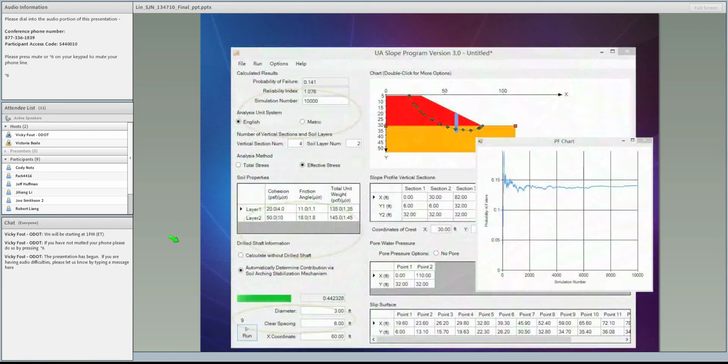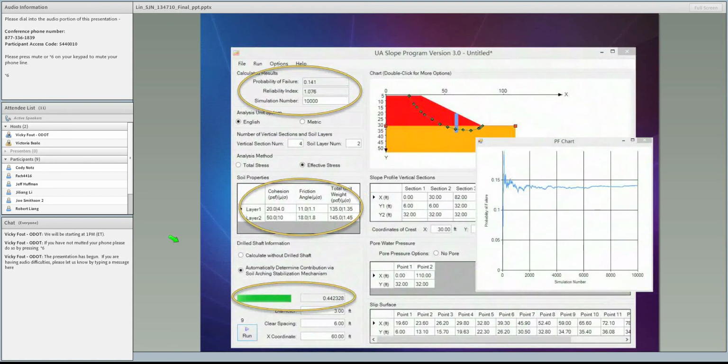In UASLOPE 2.1, this area is factor of safety and also shaft force. So we just change them into probability of failure and reliability index. And also here, we add in another simulation number. For example, if you want to generate 10,000 samples, we can input it here. The former UASLOPE 2.1 has only one value, but here we are adding another value.